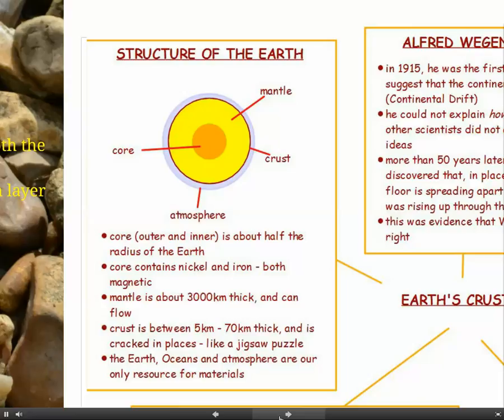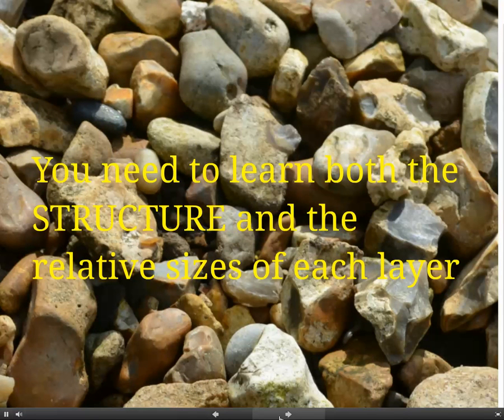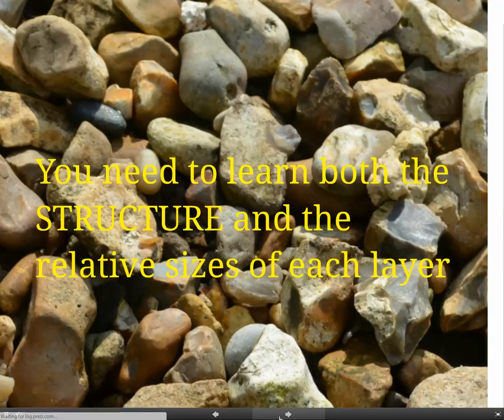This is between 5 kilometers in some places and 70 kilometers thick in others, and it's cracked in places like a jigsaw puzzle. And the important thing to remember is that the Earth, the oceans and the atmosphere are our only sources of materials. You need to learn both the structure, the order of the layers, and the relative sizes of each layer.